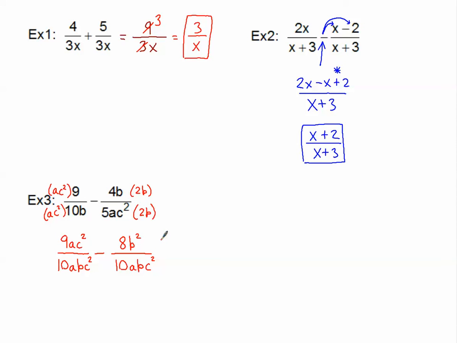Now that I have the same denominators, I can combine these two fractions together. The denominator will remain the same, and the numerator is going to be 9ac squared minus 8b squared. And since those are not like terms, I will just simply write them side by side, and I will be finished.